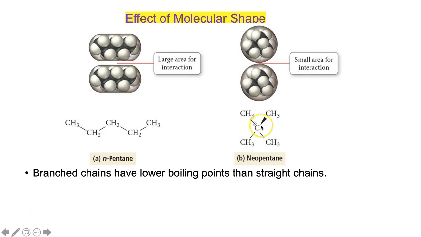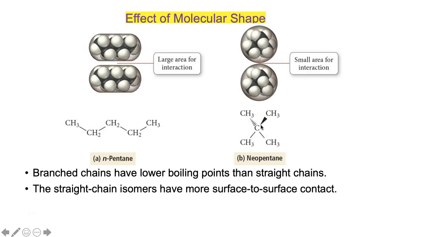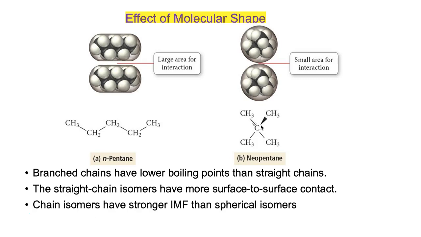And this would be called the branch chain, just so you know. Okay. So the straight chain isomers have more surface-to-surface contact. So chain isomers have stronger IMFs than spherical isomers. And this is our chain isomer here.